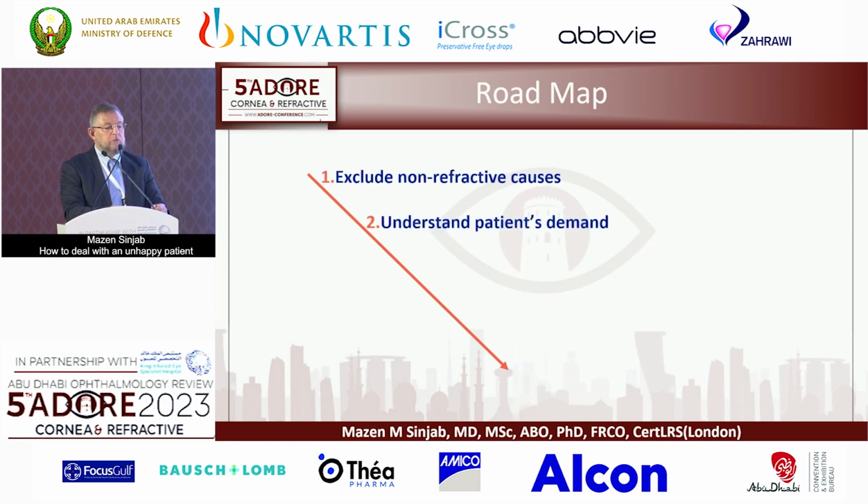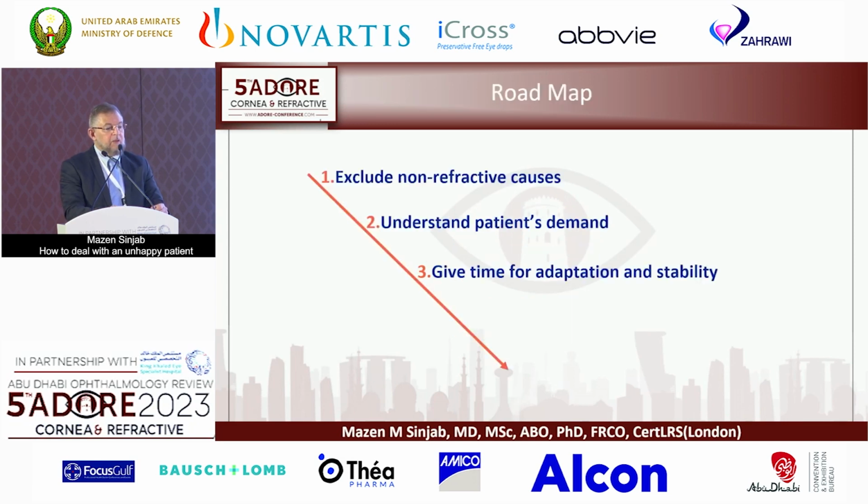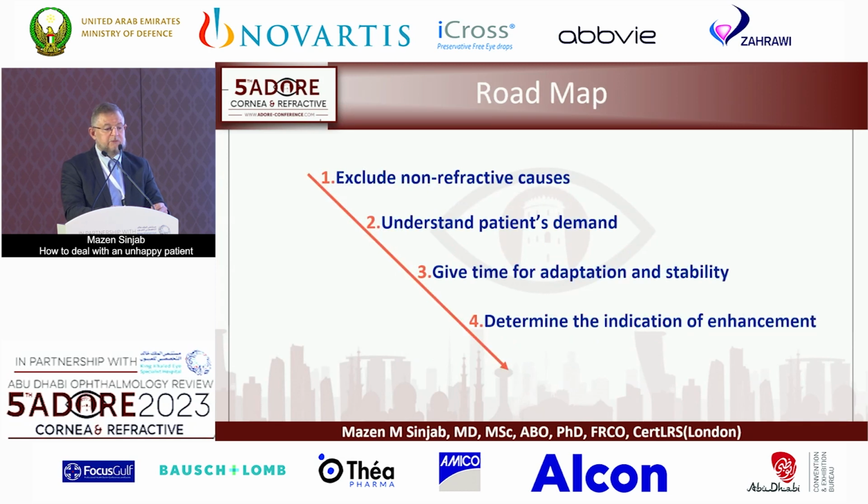Second, we have to understand the patient's demand, because the patient may suffer only from near vision, may suffer from distance vision, may suffer from high order aberrations, low contrast sensitivity, inter-eye disparity. So understand which one of those the patient is suffering from. Third, give time for adaptation and stability. So wait for 3 to 6 months, unless it is really ectasia or there is a significant refractive error. So no way to wait in these two cases.